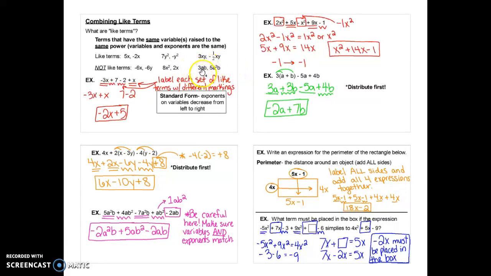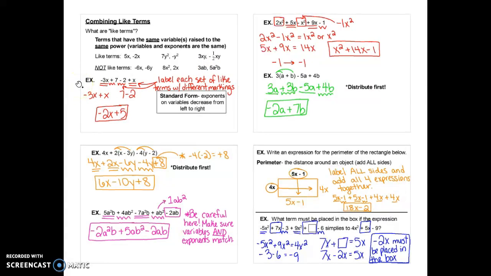Another example of not like terms are 3ab. Okay, so again, this is one term. They're all being connected by multiplication. So 3ab, and then we have a 5a squared b. Okay, now they both have an a and a b with them, which is good. However, the exponents are not the same. So this a is to the first power, while here the a is to the second power. Okay, so even though the b's are the same, the b's are both to the first power, the a's have different exponents, so this is not considered like terms.